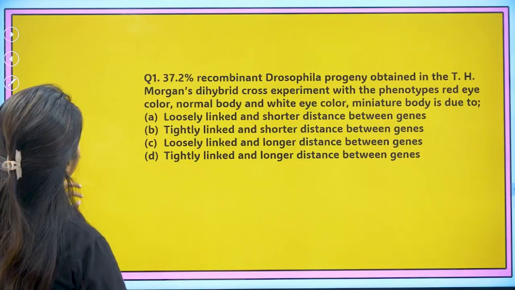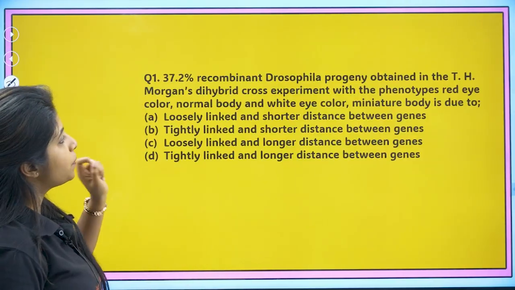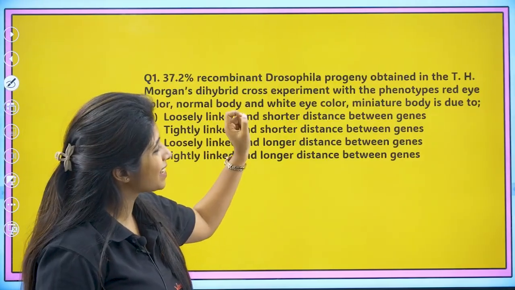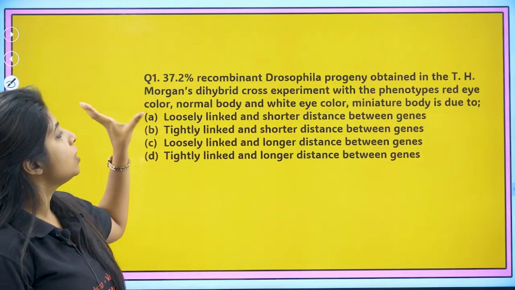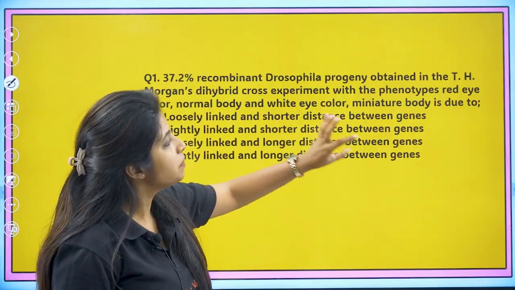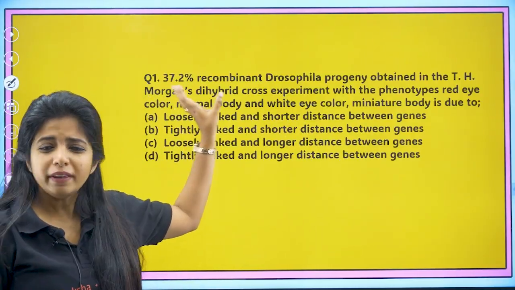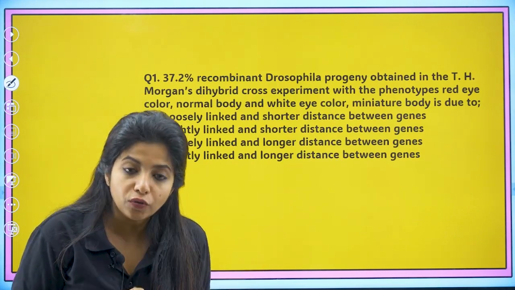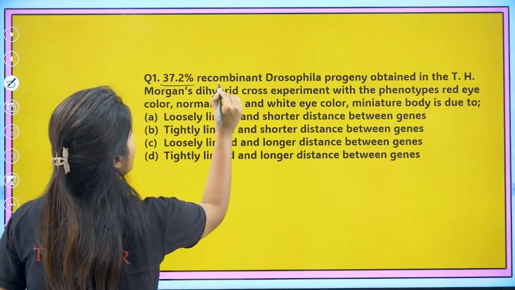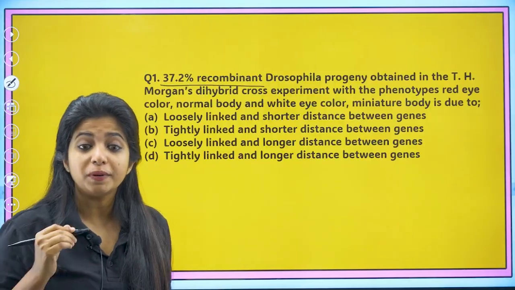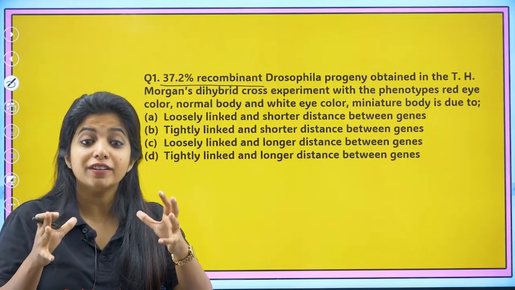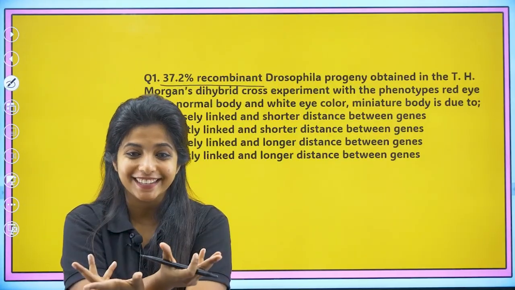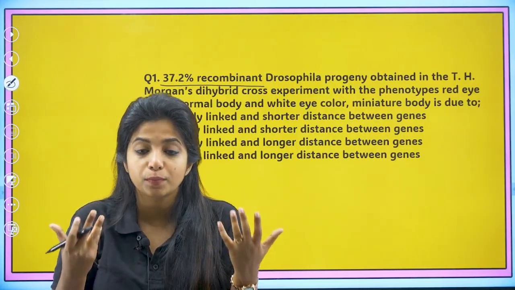Okay, the first question that we have is this. 37.2% recombinant Drosophila progeny obtained in the T.H. Morgan's dihybrid cross experiment with phenotypes red eye color, normal body, white eye color and miniature body is due to. So many things have been given, so many characteristics have been given, but what do we have to focus on? We have to focus on this part of the question. 37.2% recombinant. That means you're talking about the percentage of recombination. What is recombination? The formation of new things, right? Recombination. There are new things being formed out there.